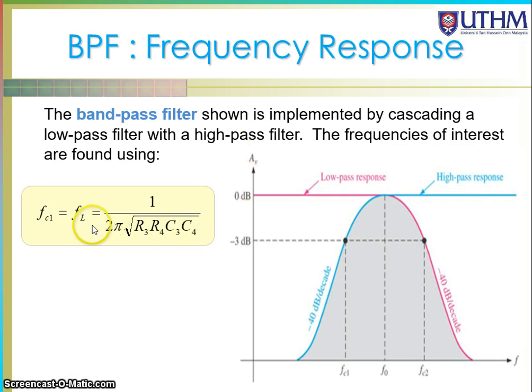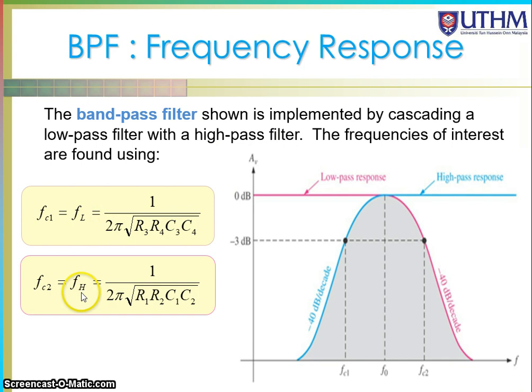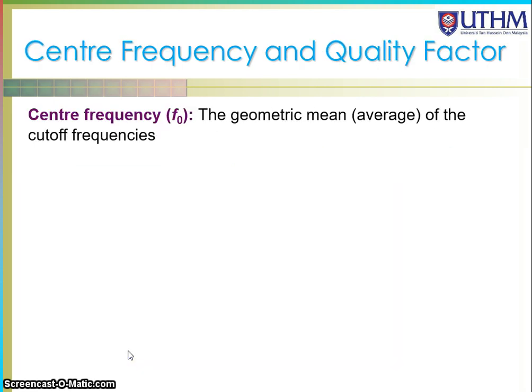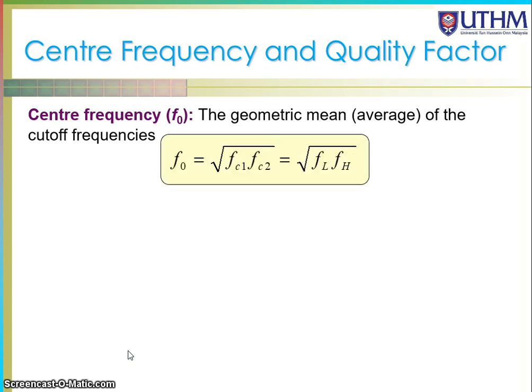So this is the equation: low cutoff from the high pass filter, high cutoff from the low pass filter. Since we are using different values for R3, R4, C3, C4, it is a square root of all those. If R3 and R4 are equal, C3 and C4 equal, it will be simply 1 over 2 pi RC. Similarly for the high cutoff. For the center frequency, it is the square root of the high cutoff multiplied with the low cutoff, or FC1 multiplied with FC2. The center frequency is the geometric mean of the cutoff frequencies.